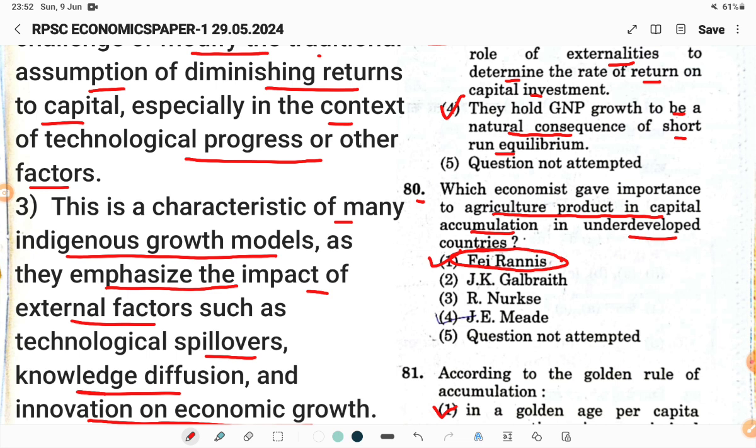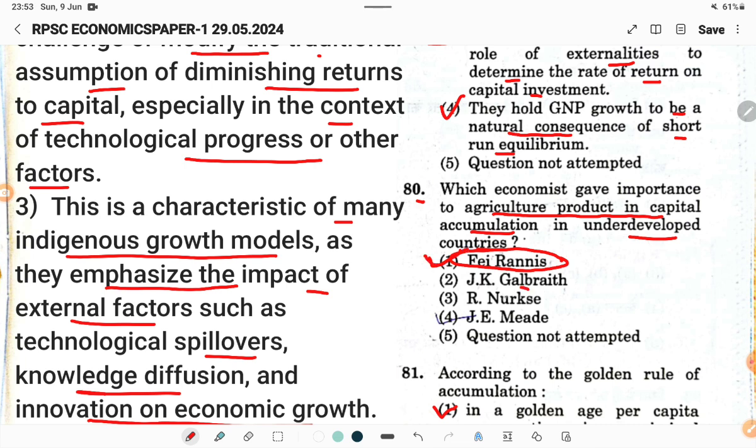So Fei-Ranis is also known as the surplus labor model, introduced in the mid 20th century, around the 1950s to 1960s. This model emphasized the importance of agriculture development in capital accumulation in underdeveloped countries. It argued that surplus labor in agriculture could be utilized for industrialization and capital accumulation, leading to economic growth. It is also called the extension version of the Lewis model, and Lewis gave the unlimited supply of labor model, and the Fei-Ranis model is the extension version of the Lewis model. Now the J.K.